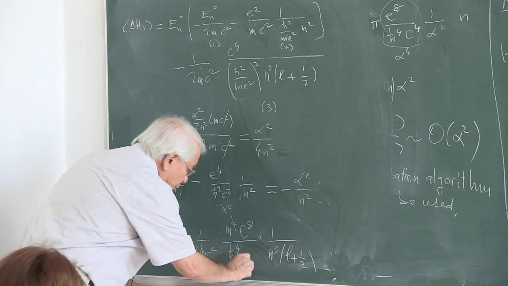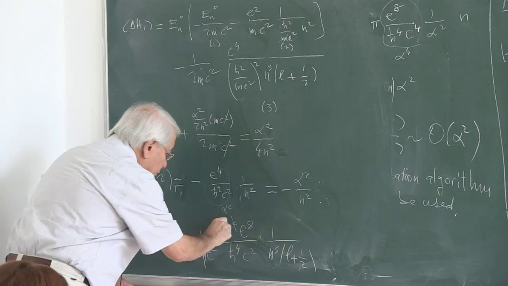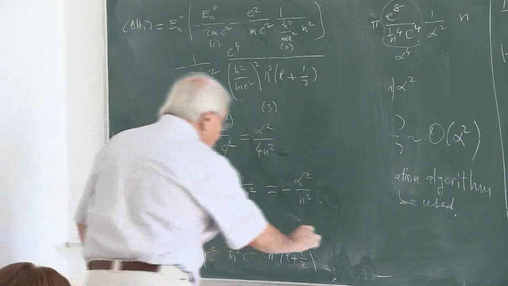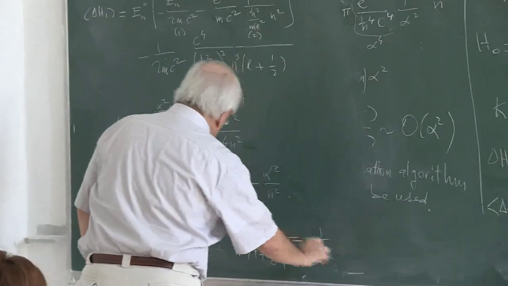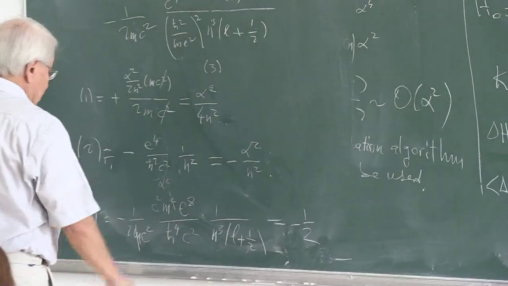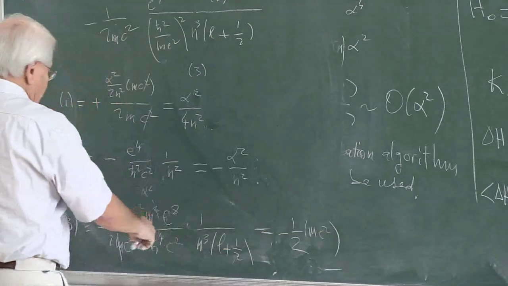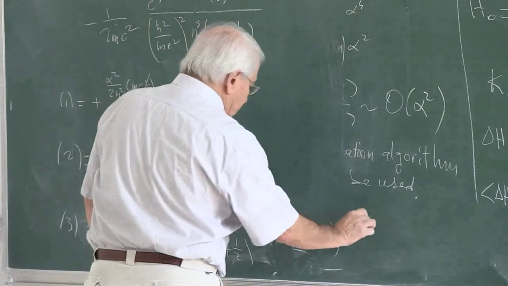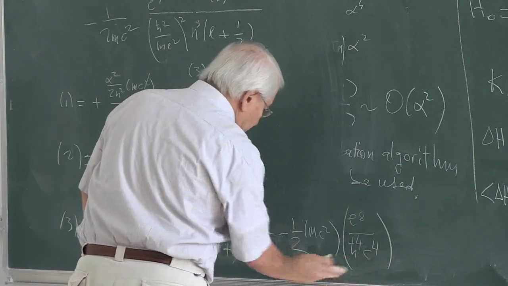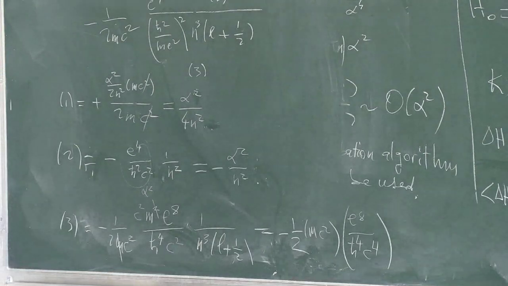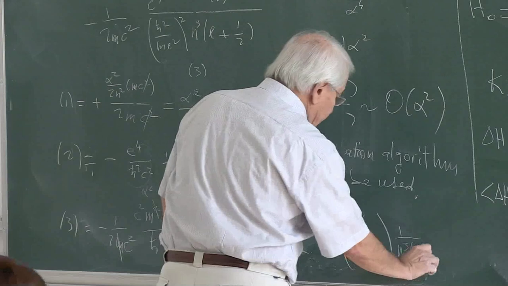I need to complete it to alpha to the 4. I put a c squared in here, c squared in there, and we are in good shape now. What I mean is the following. I have minus a half there, and there is an mc squared. That's nice. There is e to the 8 divided by h bar to the 4, c to the 4. That's furthermore very nice. And times 1 over n cube, l plus a half.